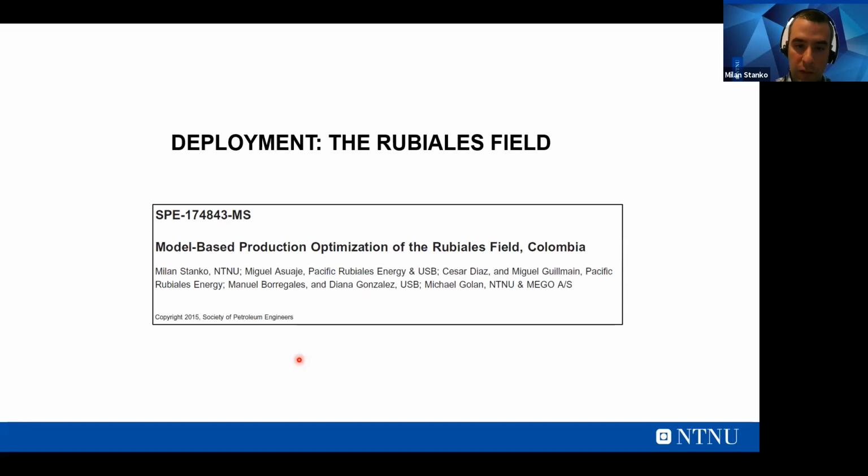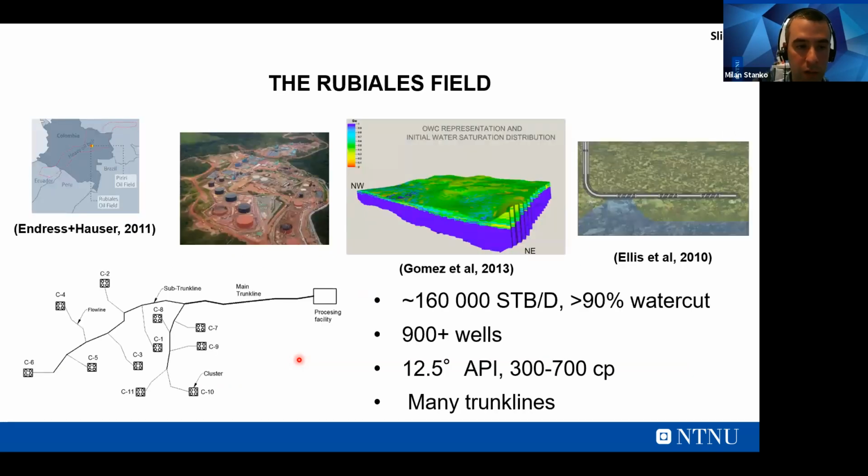Then this is a project we have done in the Rubiales field. This was before 2015, because this was published in 2015, where we actually applied this method on their system. This is the field in Colombia. Here you see where it's located. You see these are the processing facilities. This is the reservoir, how it looks. It has a very big and very strong aquifer, and actually it's a hydrodynamic aquifer.